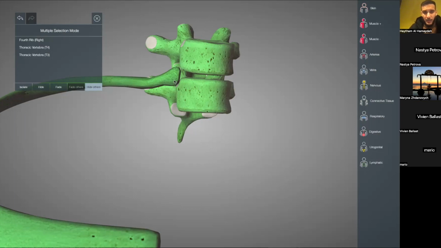The head's inferior surface articulates with the superior articular facet of T4, and the superior articular surface of rib number 4 articulates with the inferior articular facet of the vertebra above, T3. This is the costovertebral joint. There's one more thing.